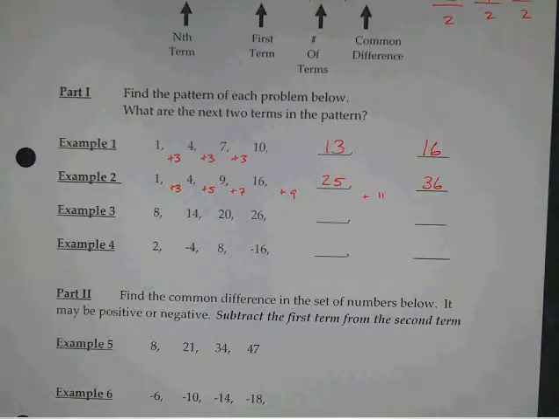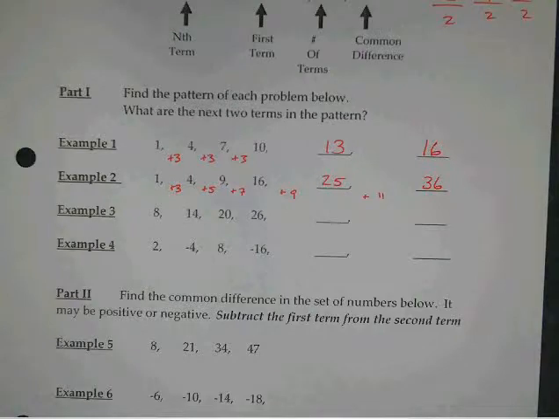Now, listen to my wording, and I'm going to show you an easier way to pick up on this. The first term is 1. The second term is 4. The third term is 9. The fourth term is 16. The fifth term is 25. The sixth term is 36.